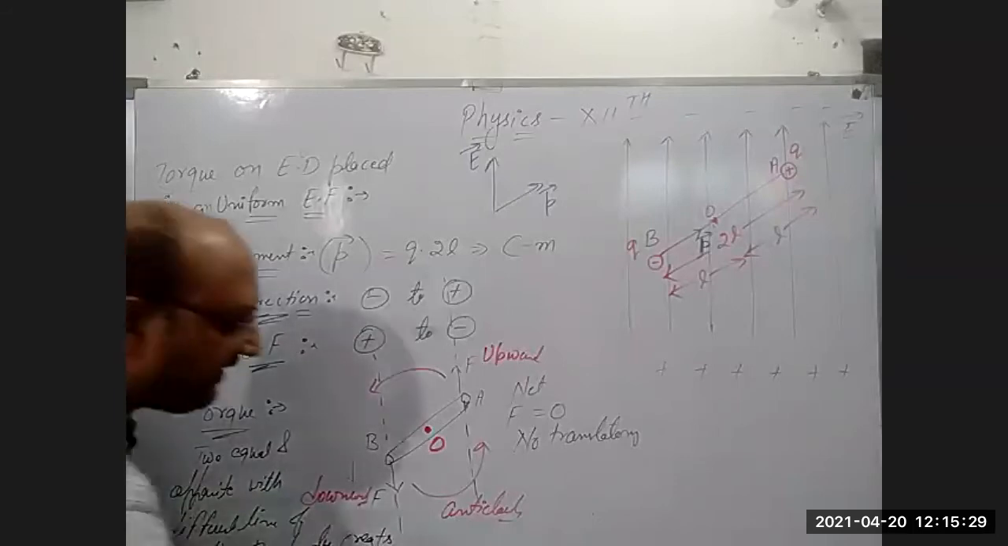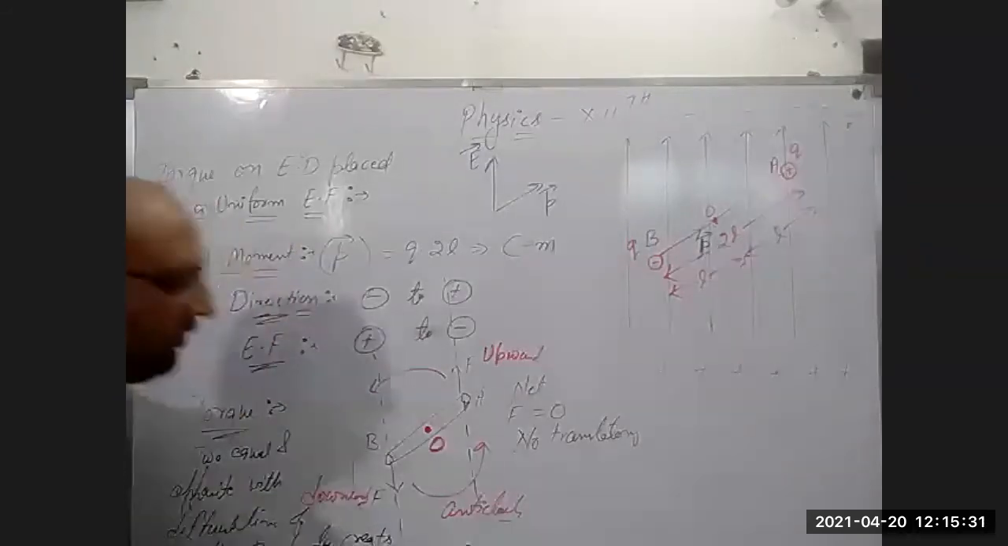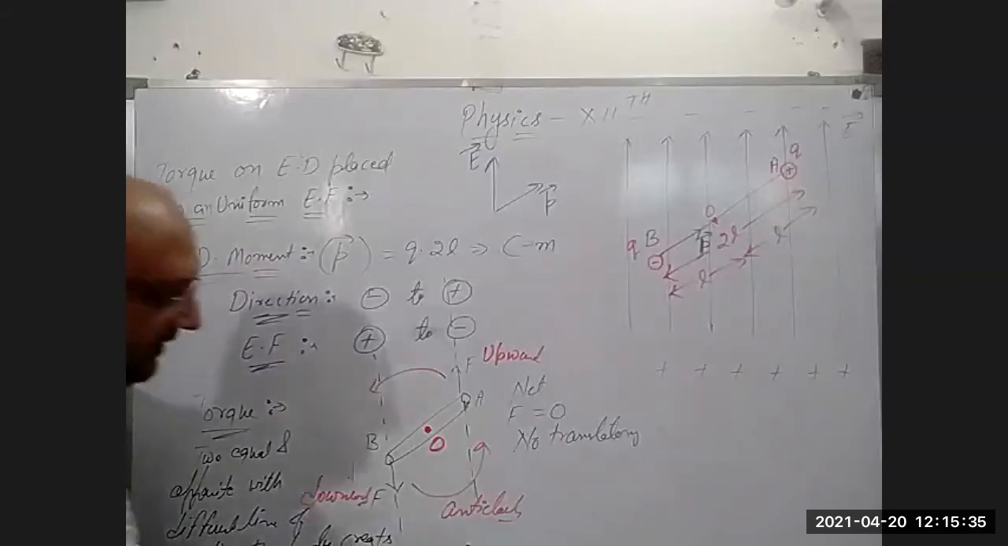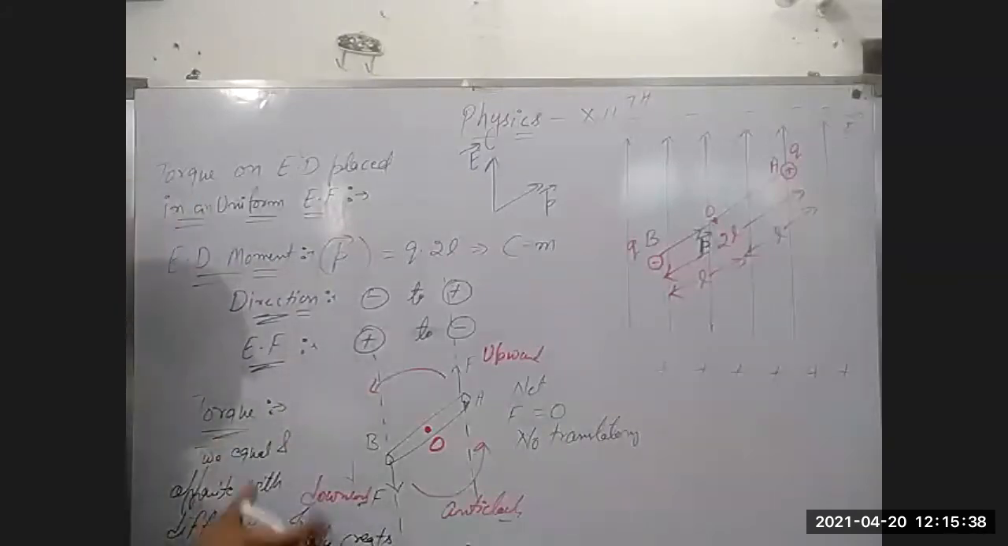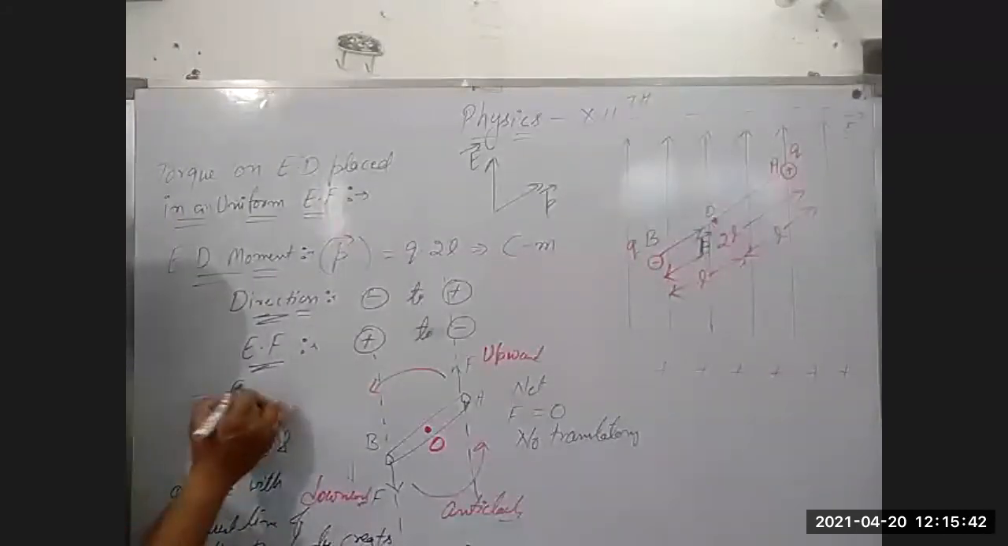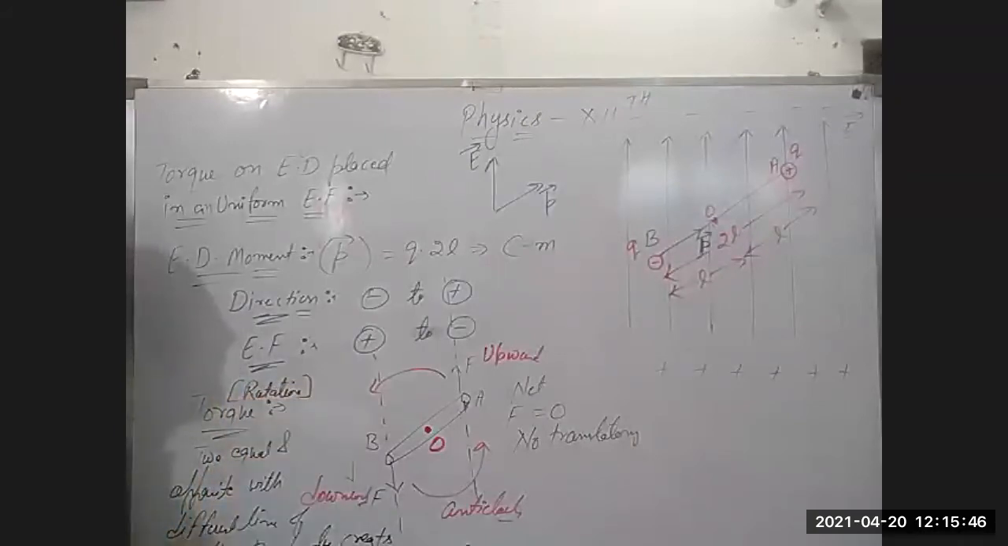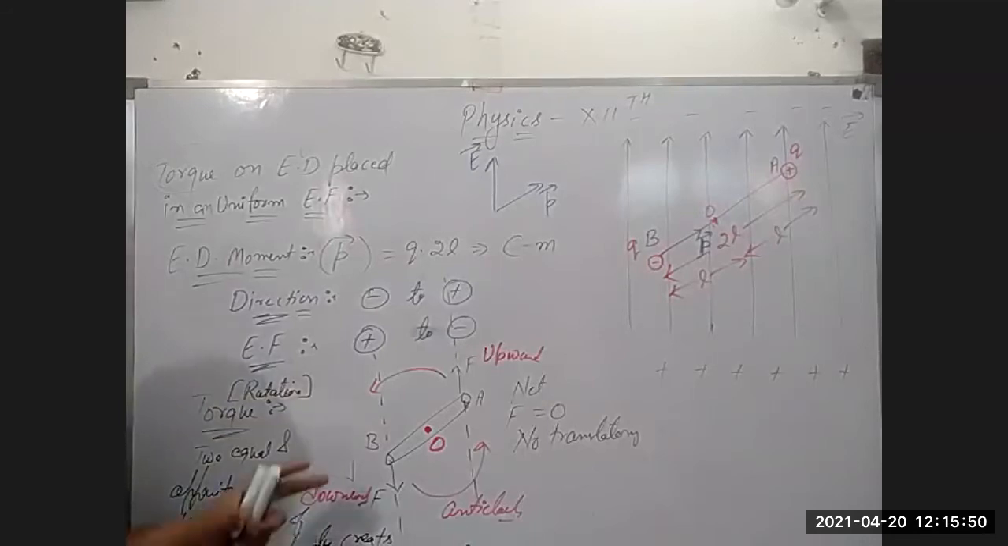Or you can say, how will the point be? Yes, the point is fixed. In this way, a couple is created, a rotation is created, and this rotation is called torque. Torque is a rotation when two equal and opposite forces act on a rod, on a body, with different lines of action at the ends of the rod.